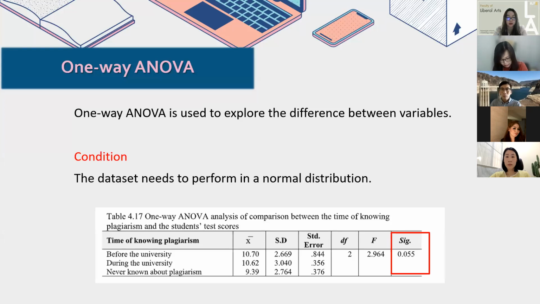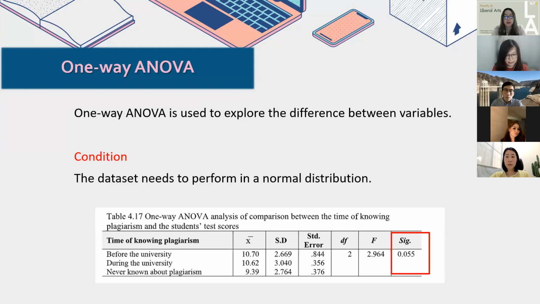of understanding of plagiarism. The results showed that there were no statistically significant differences between time of knowing plagiarism and student understanding of plagiarism as presented in the table. Therefore, this group of students may need explicit training of plagiarism avoidance, including information of the concept of plagiarism.